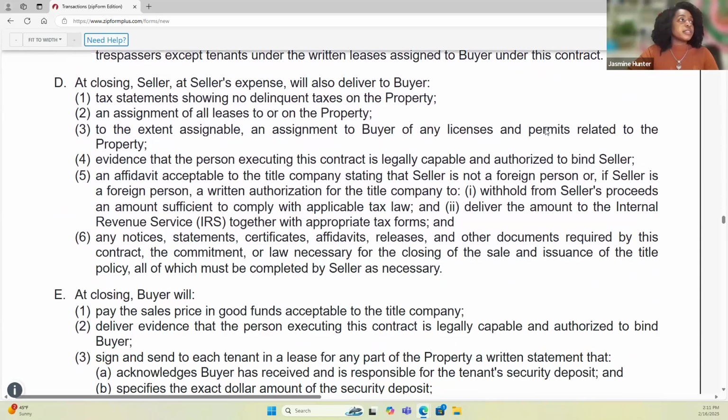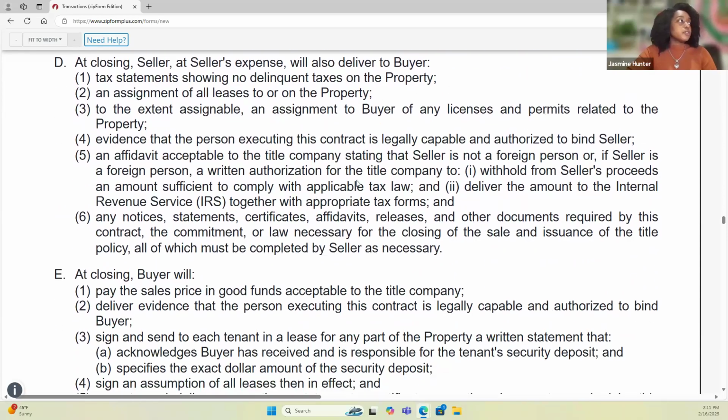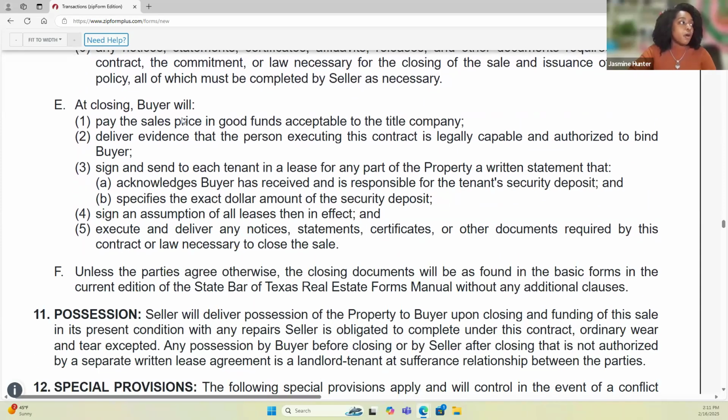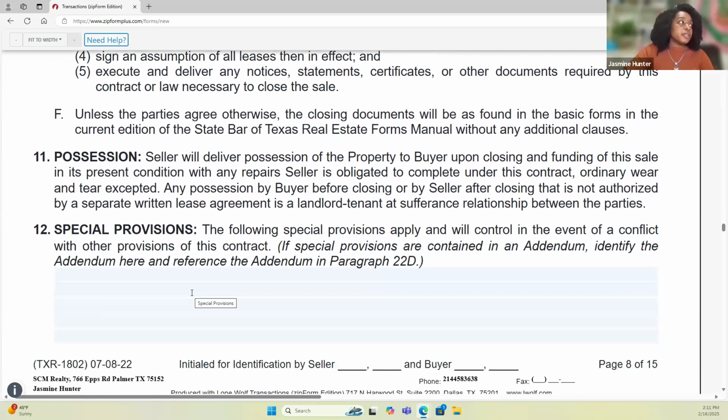Okay. At closing at seller's expense, will also deliver to the buyer all of these things. And then the buyer at their expense will deliver all of these things. Same information that we see in our regular contracts. You're going to provide that all title, HOA, everything has been paid up to this point. You're also, as a buyer, going to say that the money that I'm giving you is good money, good funds, things like that. I'm going to pay my piece. I'm going to do my part.